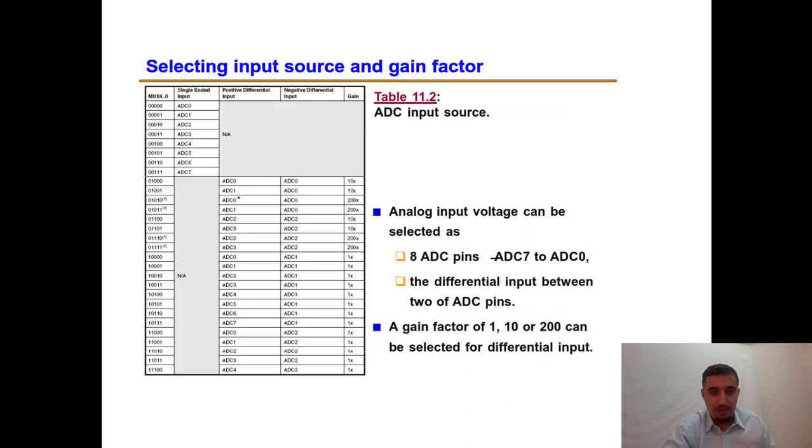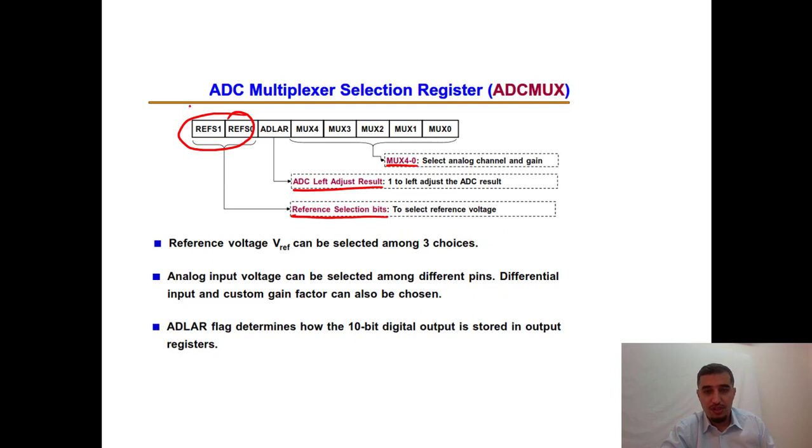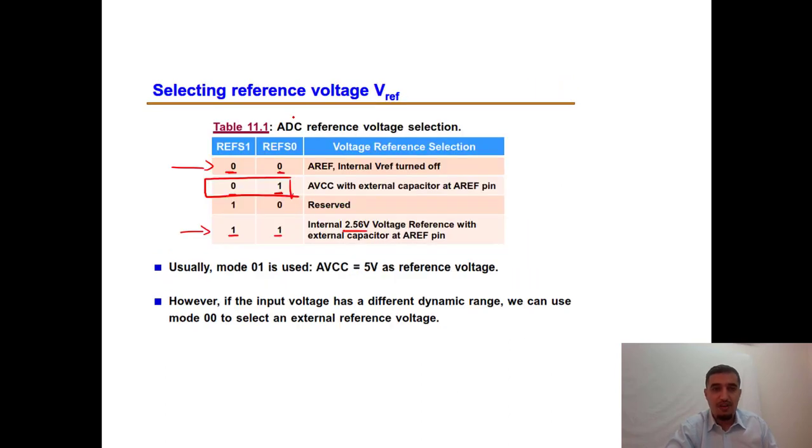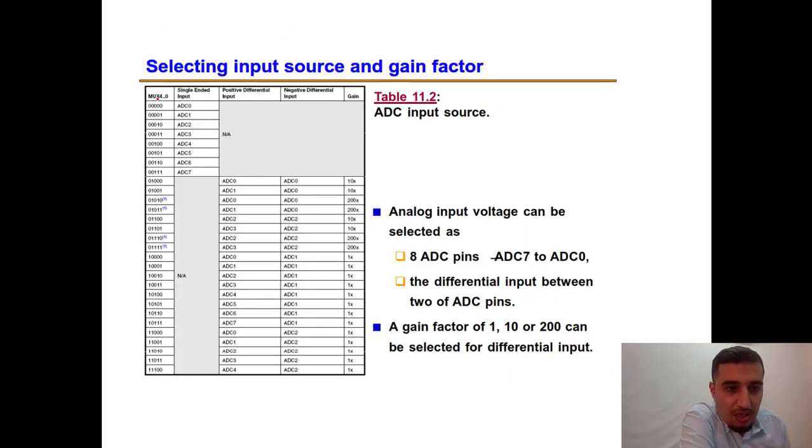Okay, next is the ADMUX bits from 0 to 4, which are these 5 bits. Now these 5 bits, if you look at them, you have the usual from 0 to 7. Then you have extra things. If you want ADC 0 with a gain factor of 10, then you are going to use this mode.